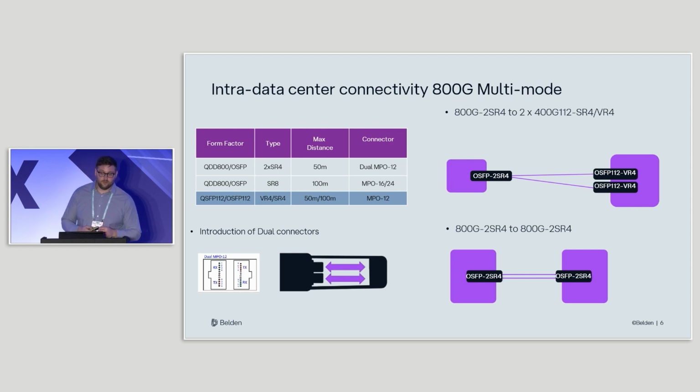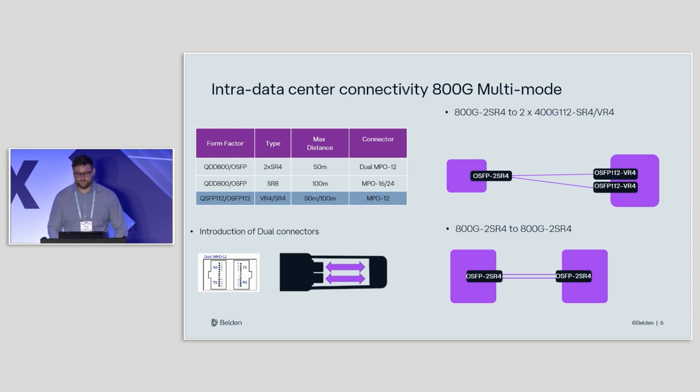And again, it's very similar for the multi-mode, but the main difference is just the distance, and it uses cheaper lasers, so it's a cheaper deployment. And this is probably the most common one. One of the most common deployments for GPU is the 2 SR4 breaking out to the 2 OSFP112 VR4, especially for the InfiniBand applications.